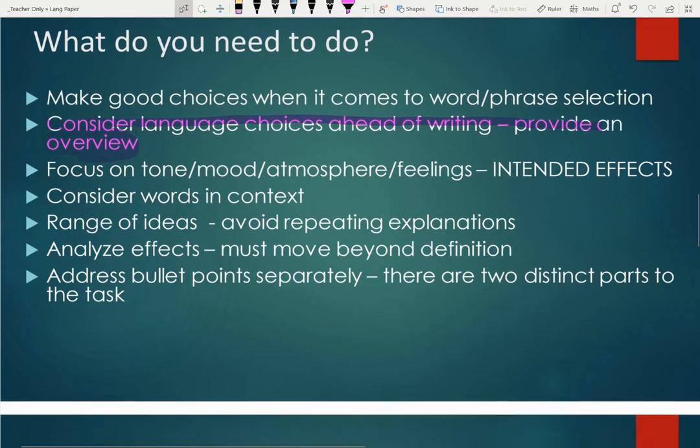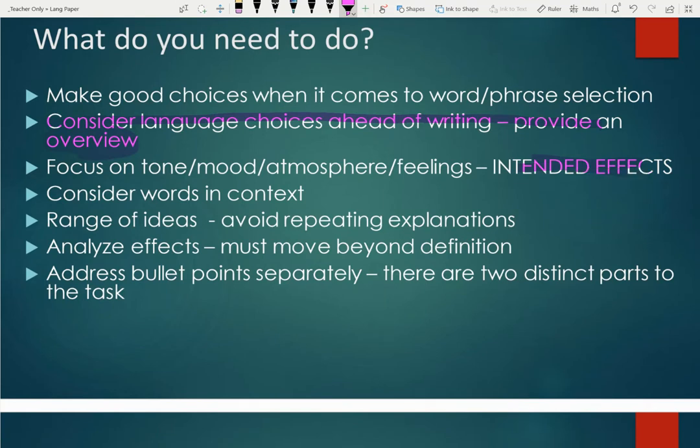Like I said before, you really should be talking about the intended effects, so thinking about what the writer wants to achieve, and think about the effects on the reader. Things that are obvious to talk about there are tone, mood, atmosphere, and sort of sense of feelings. It's important that you consider the words in context. Don't tackle them in isolation.